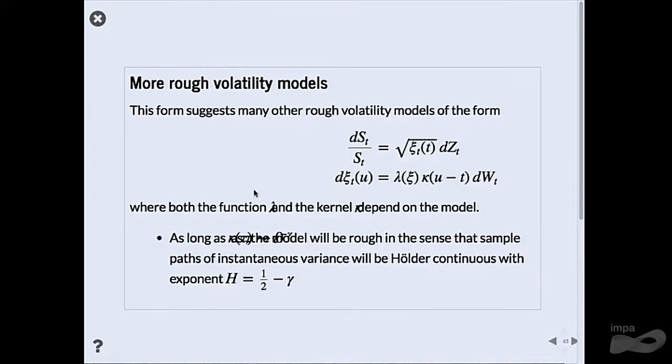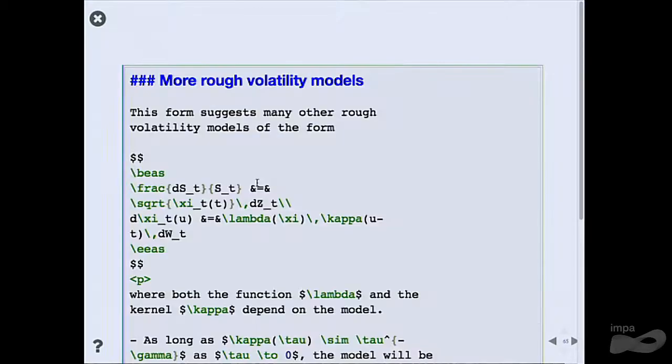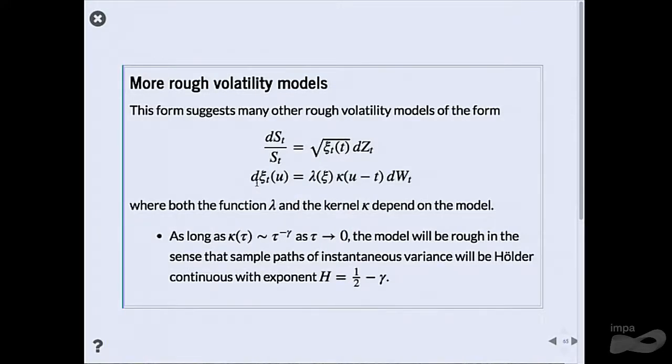Right, so now we can have any number of rough volatility models, obviously. Anything of this form where we have some function of we don't know what, of the forward variance curve and some kernel. So long as this kernel has the right singularity as t goes to u, it's going to be a rough volatility model. So each one of you here can make your own rough volatility model. And in particular, for those people who are econometricians and they love long memory, you can have long memory.